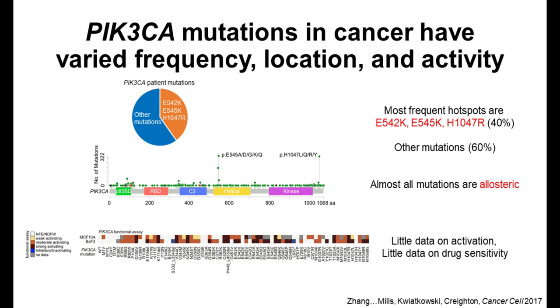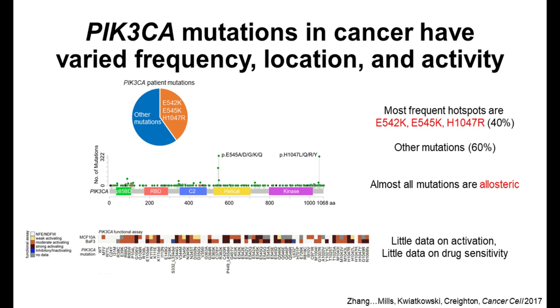These are the mutation positions. That means that the other mutation part of this pie chart is actually the majority of mutations, about 60%. And as you can see in the lollipop plot in the second panel, these mutations are scattered throughout the gene in all different domains.